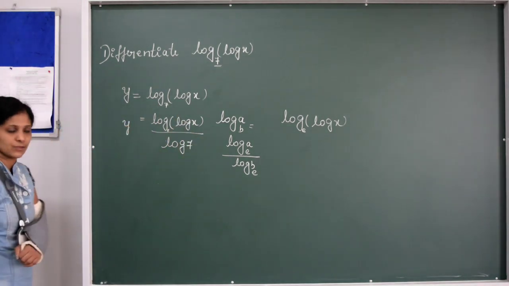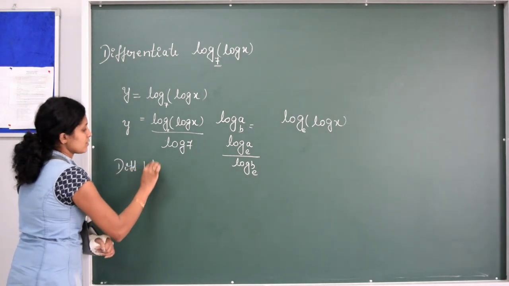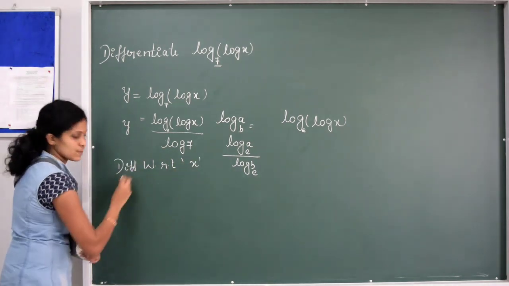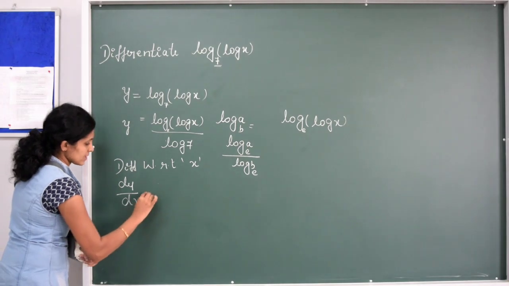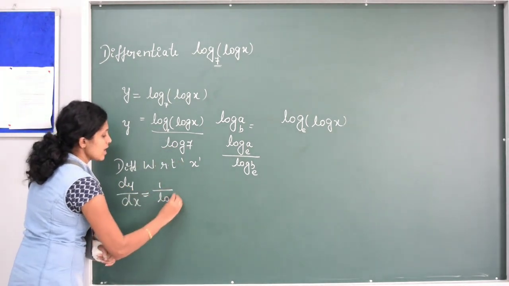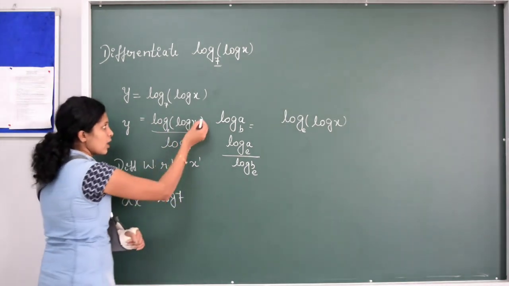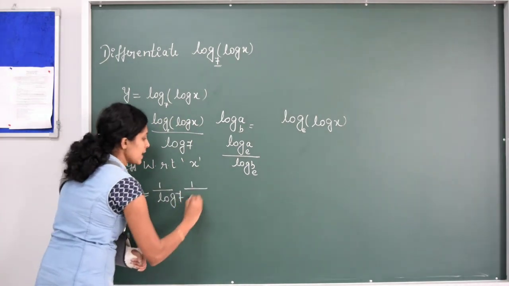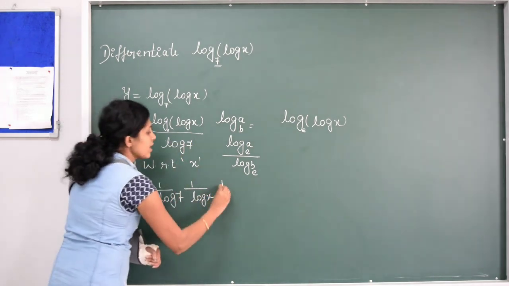Now we can differentiate the function with respect to x. So the derivative of y with respect to x, dy by dx, is equal to 1 by log 7, which is a constant, so we take it as it is. Now the derivative of log of log x is 1 by log x, then the derivative of log x is 1 by x.